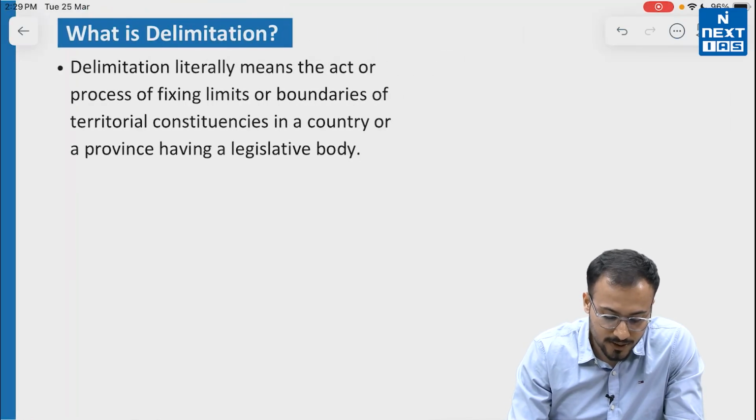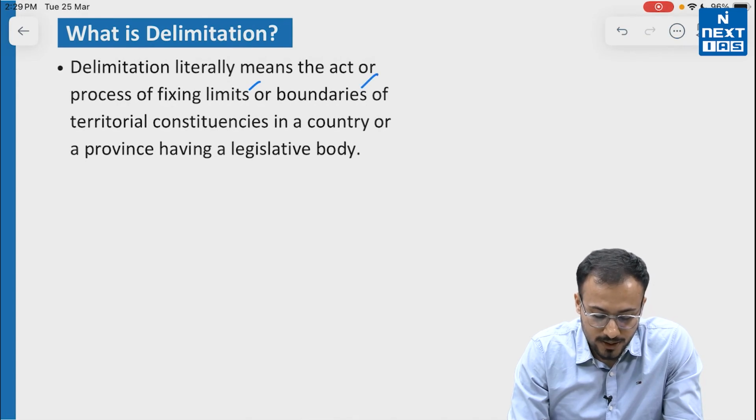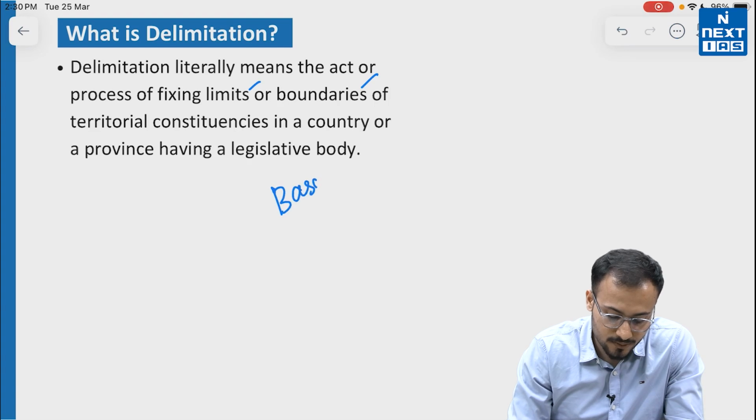What is delimitation? Delimitation literally means the act or process of fixing limits or boundaries of territorial constituencies in a country or a province having a legislative body. So this is a basic definition.